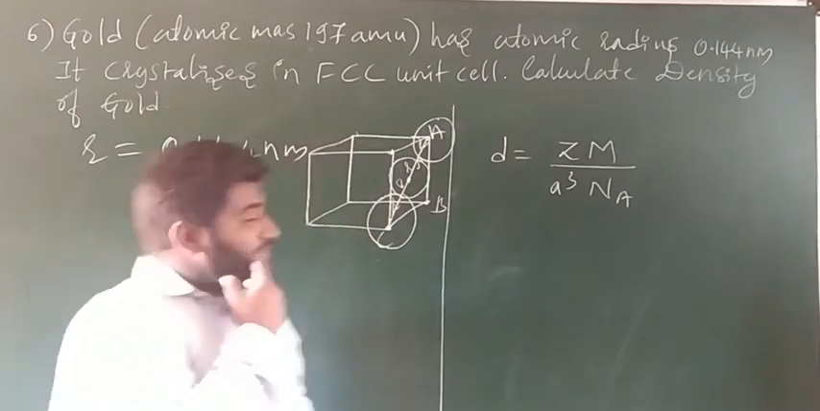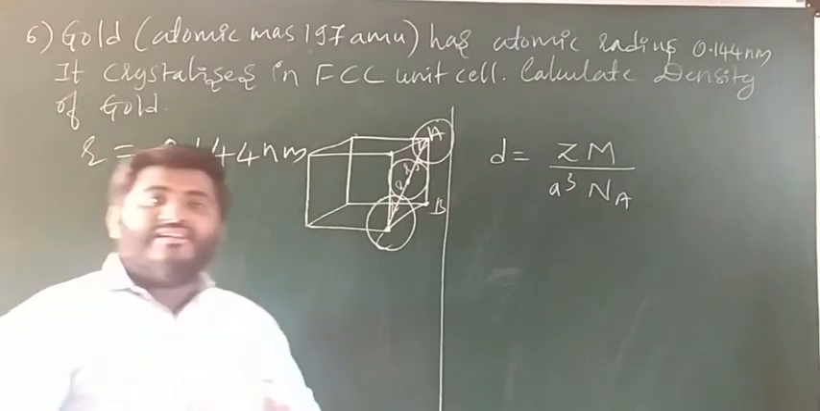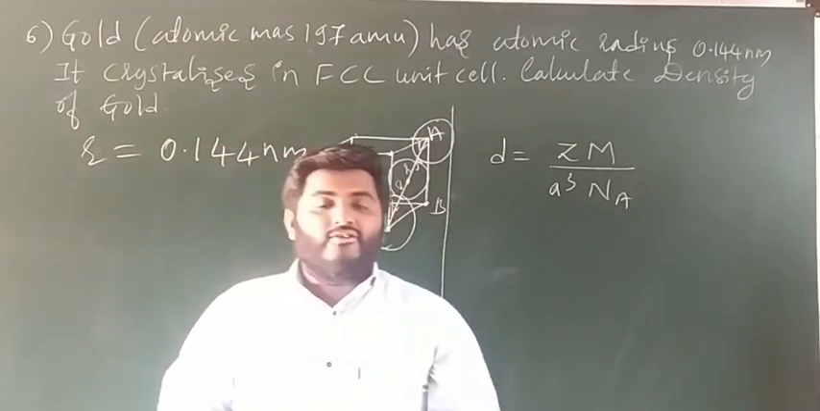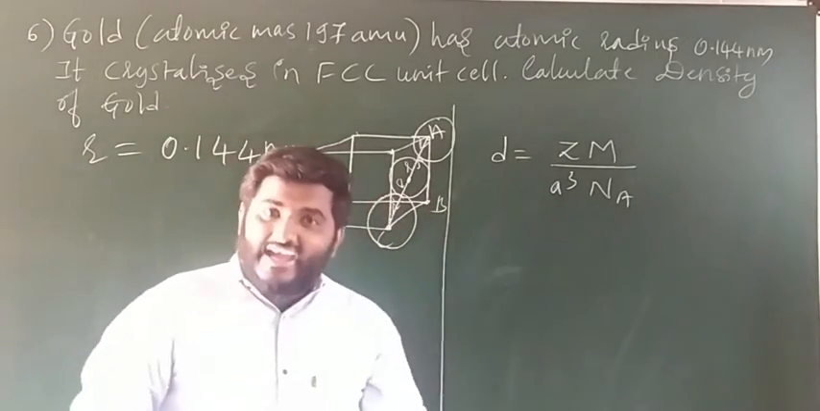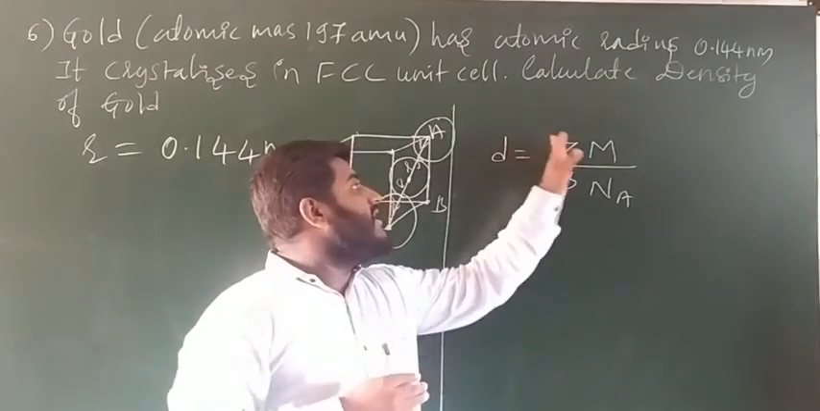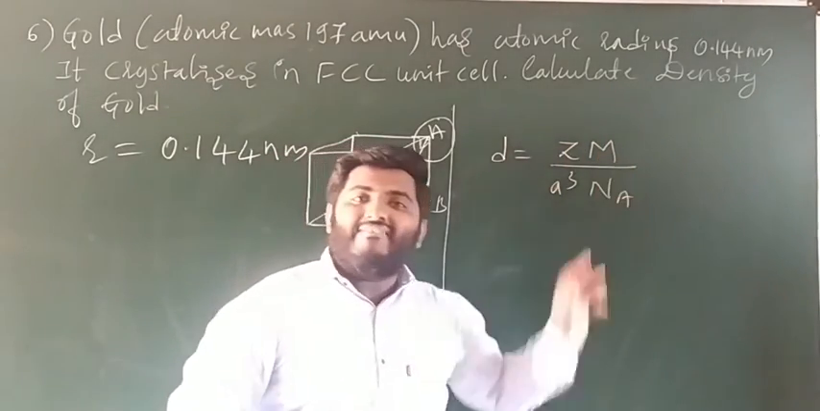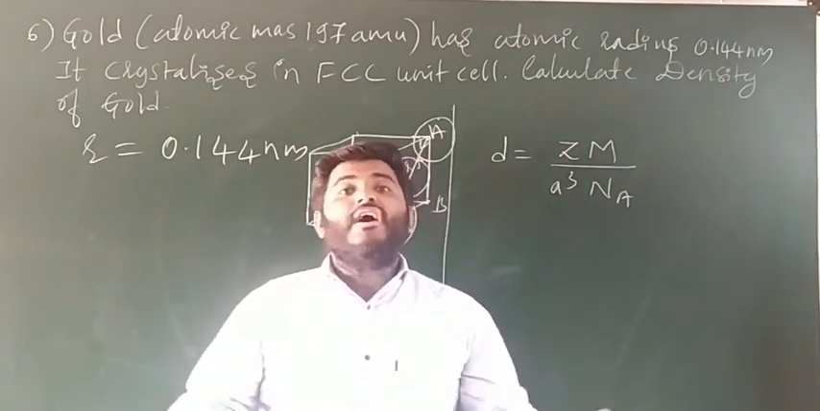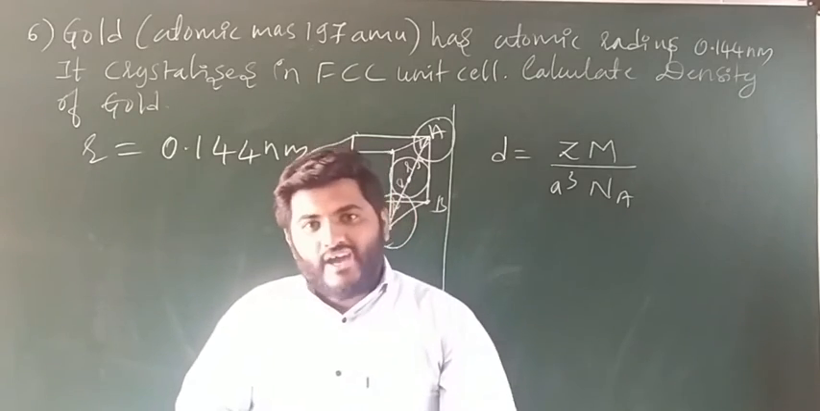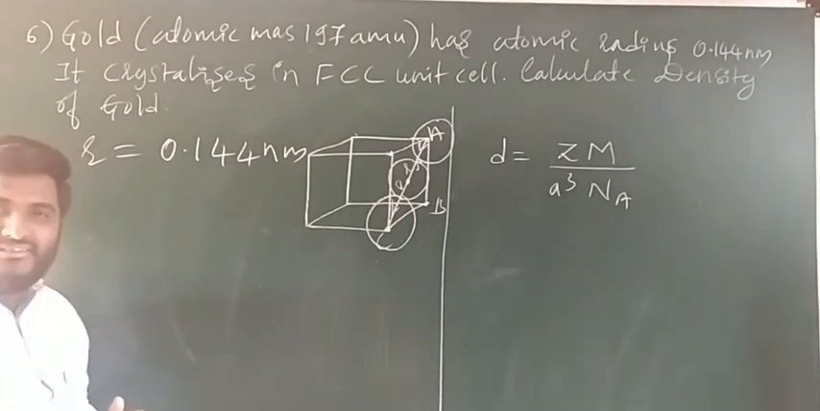How to calculate? Here they have given a radius. Using this radius, we are going to calculate the edge length A first. Then substituting the edge length, number of atoms, mass and Avogadro's number in the formula, we are going to get the density.